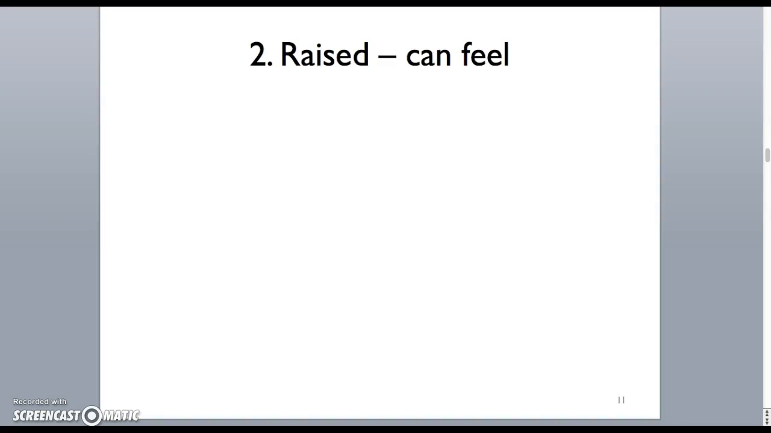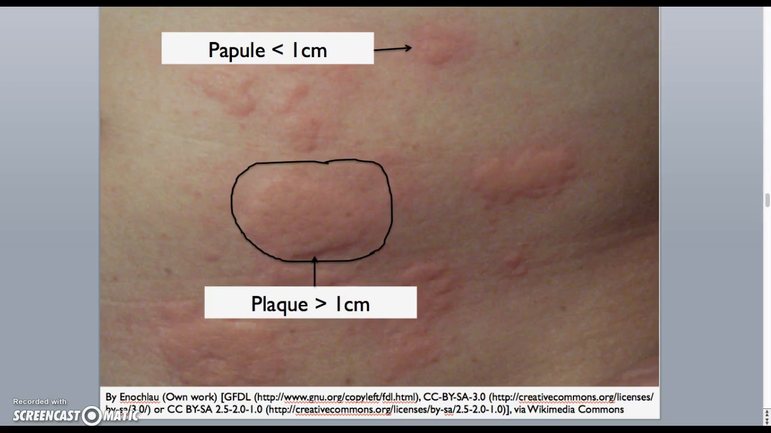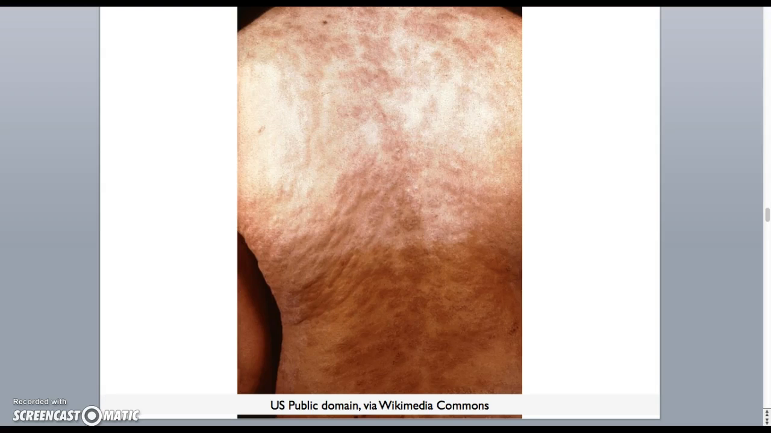The second type is the rash that you can feel when you put your hands over it. So something like this. They're also classified by two different sizes. A papule is anything that's less than 1 centimeter in diameter. Anything bigger is called a plaque. In this patient, you can see that there are multiple sizes of both papules, the smaller kind, and plaques, the bigger kind.